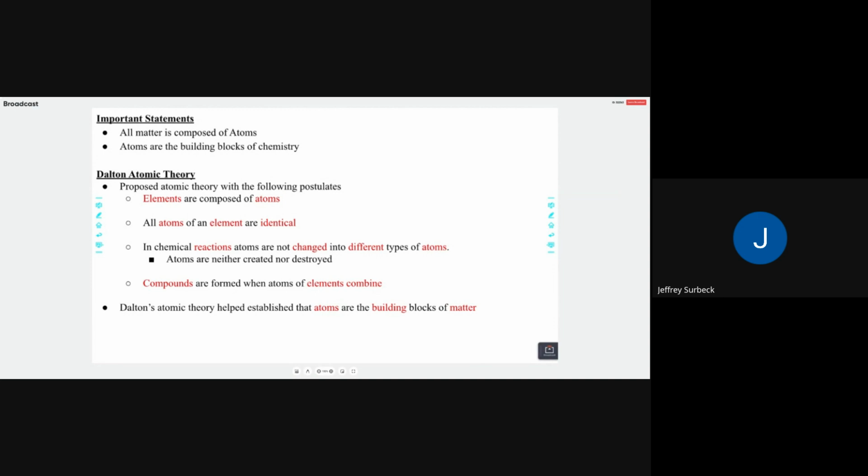Number one, all matter is composed of atoms. All right, atoms are the building blocks of chemistry and anything that we deal with here in this particular physical world. Okay, and so we have Dalton's atomic theory. And this is an important atomic theory because in the 1800s here, this is the first time where Dalton or any scientist is saying, okay, specifically, this is what our stuff is composed of.